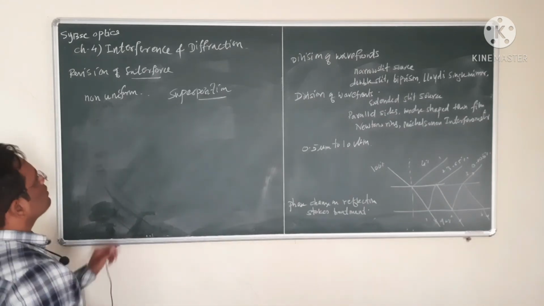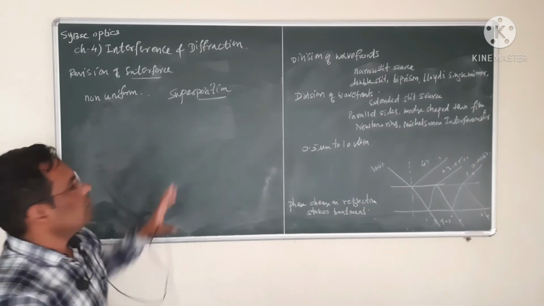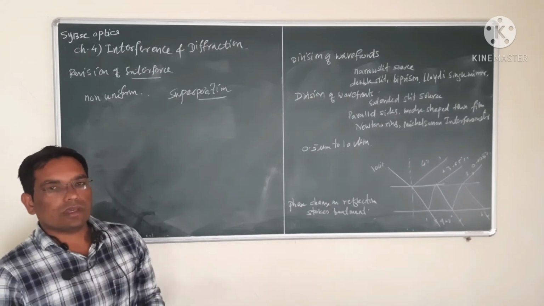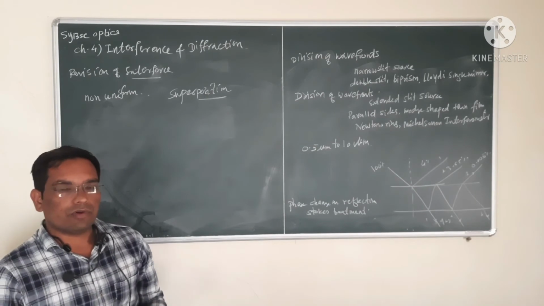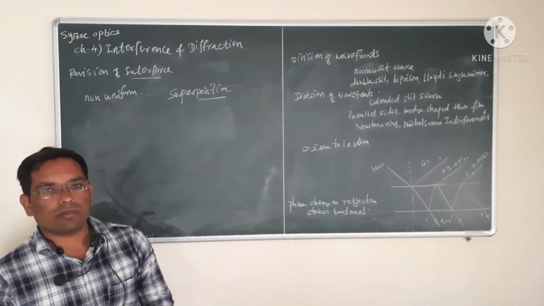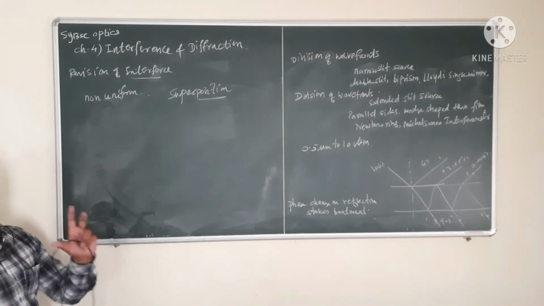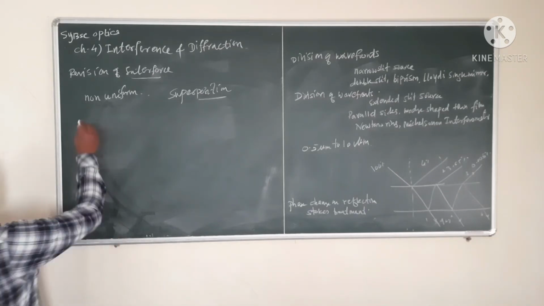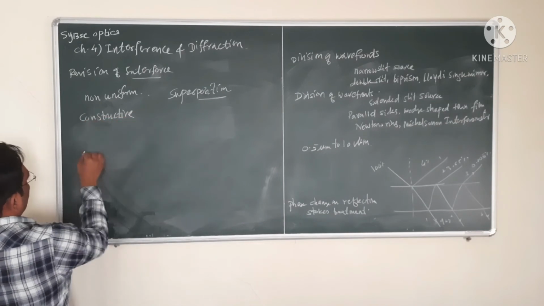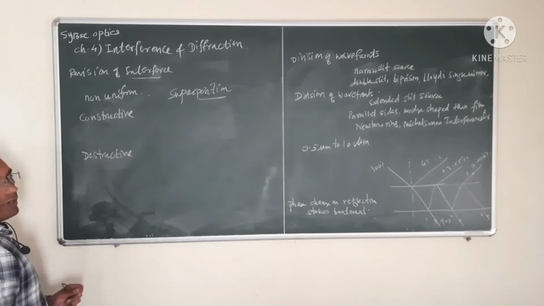Now next, see definition of interference. You already studied, that's why I told you. Interference is non-uniform distribution of energy of waves obtained by superimposing two or more waves from different sources. Here you already know there are two types of interference. First one is constructive interference, and second one is destructive interference. So what is meant by constructive interference?